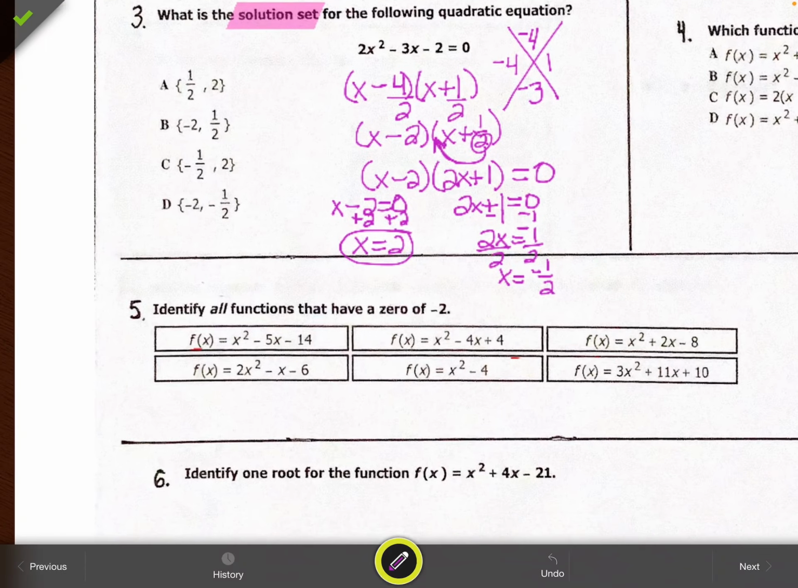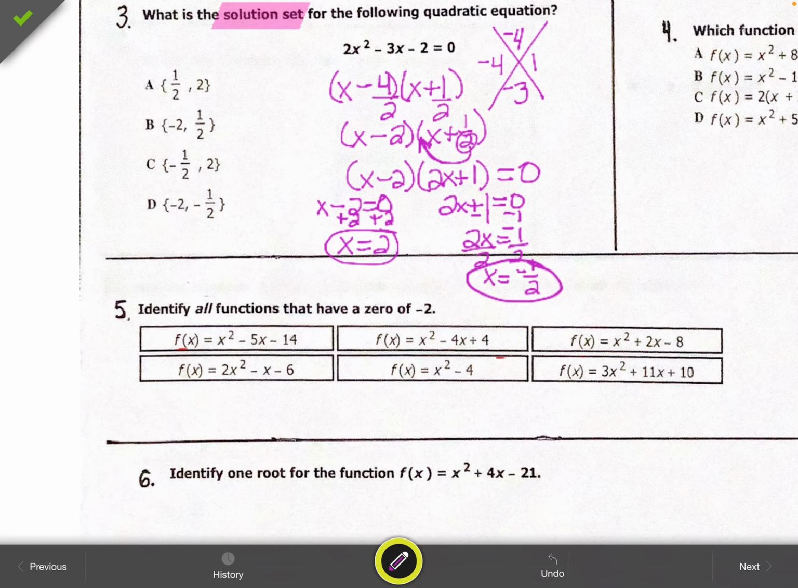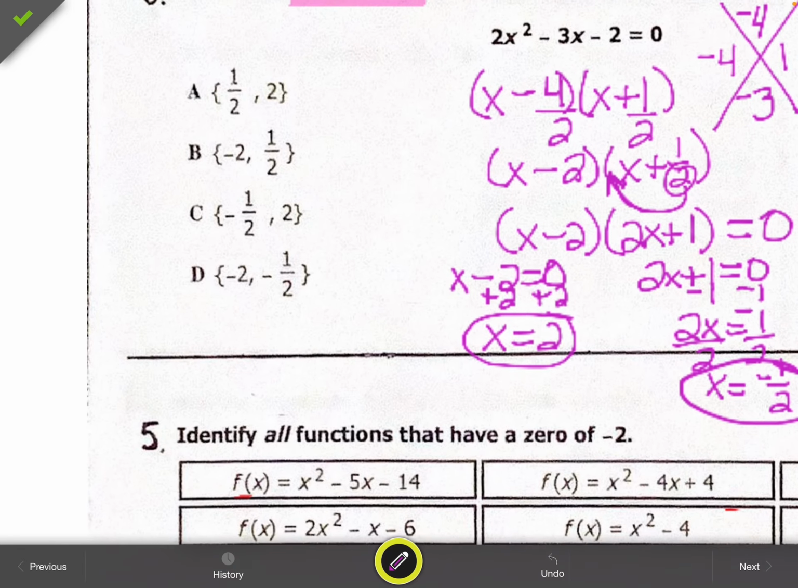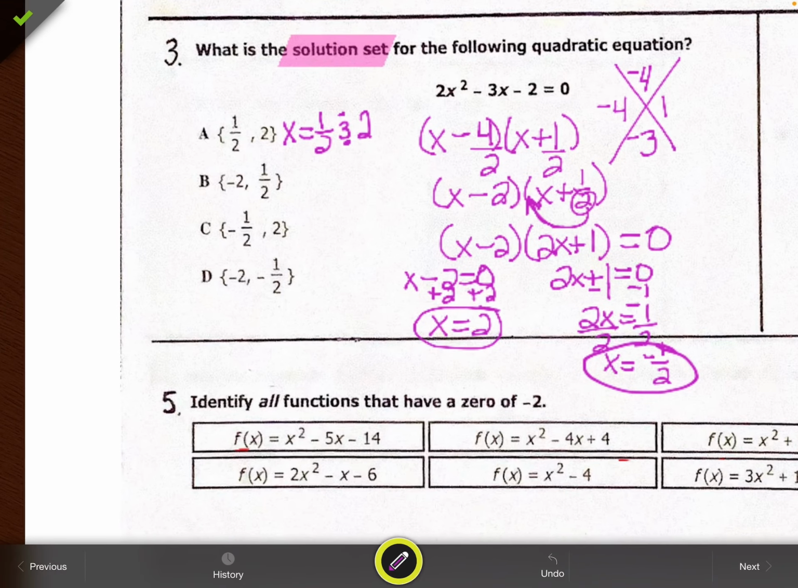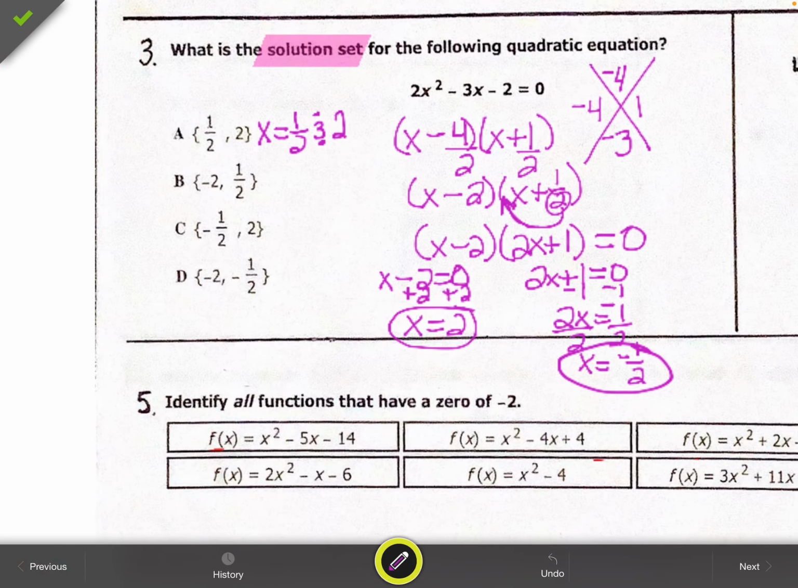If you look over here, they've written it in set notation. If we wrote this out by hand, this would say x equals 1/2 and, or you could write the word and, 2. That's what the set notation is telling you. So is that what we got? No, we got negative 1/2 and 2. So it's half right. Again, this is attention to detail.